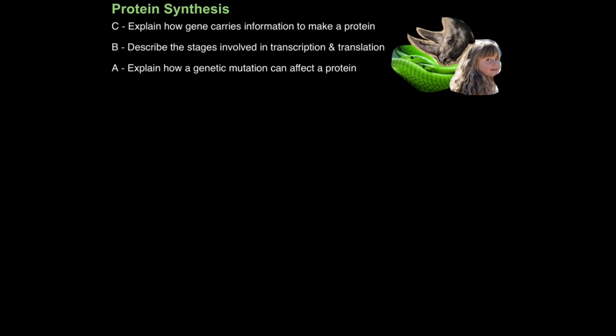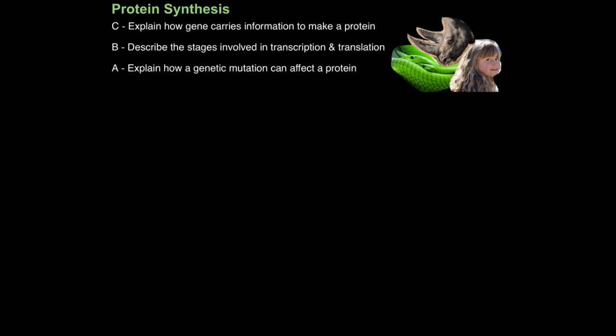In this tutorial, we're going to look at protein synthesis. First, you're going to explain how genes carry information to make a protein, then describe the stages involved in transcription and translation, the two key stages in protein synthesis, and then explain how a genetic mutation can affect a protein.